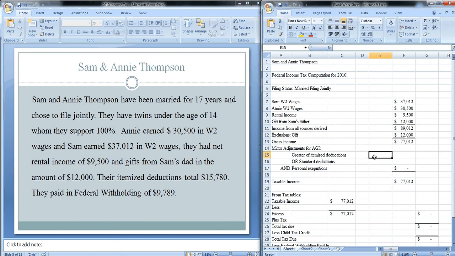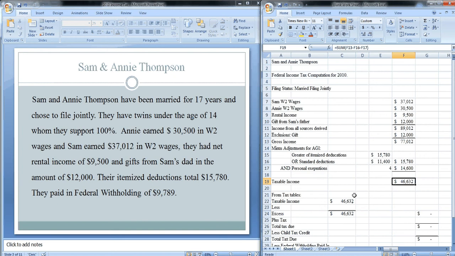Alright, here I'm going to put the itemized deductions, which was $15,780, and then the standard deduction, which is $11,400 for married filing jointly, and then the greater of the two, which is the itemized deductions. And then for personal exemptions, which I've already pre-calculated, I'm going to add it in. That's $14,600 for those exemptions. And this is their taxable income.